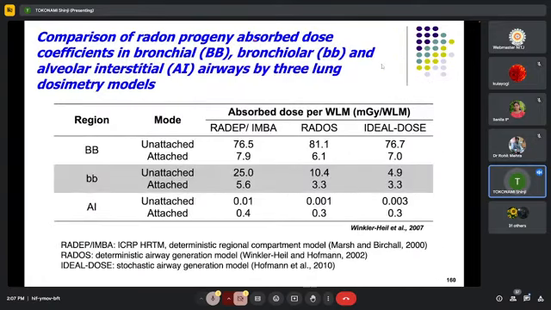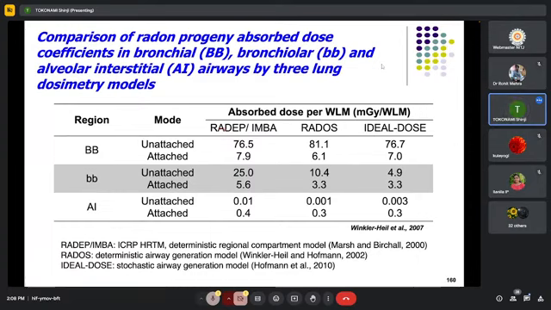Here is a comparison of radon progeny absorbed dose coefficients in the bronchial (capital BB), bronchiolar, and alveolar-interstitial airways by three lung dosimetry models, by region and mode: unattached mode and attached mode. Here is the computer code calculation to determine radon progeny dose, absorbed dose per working level.